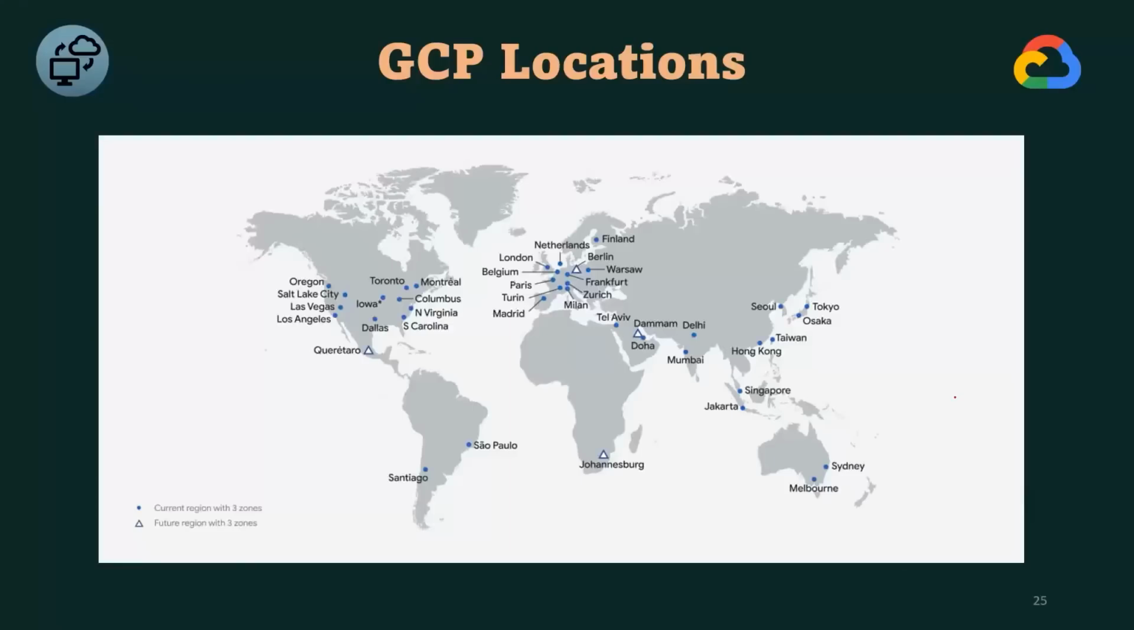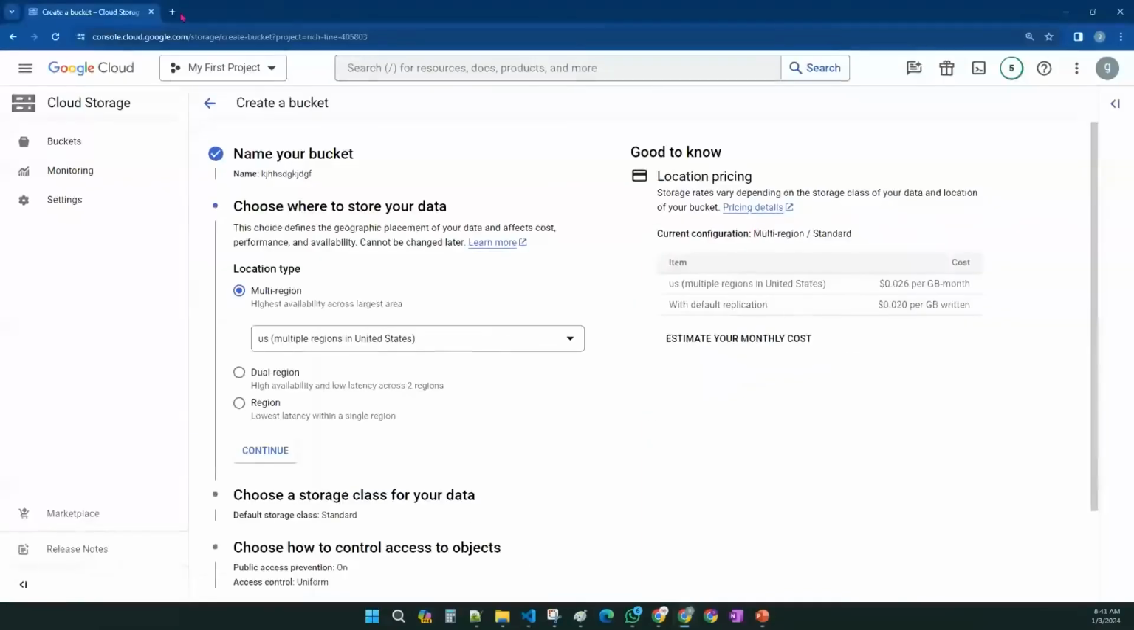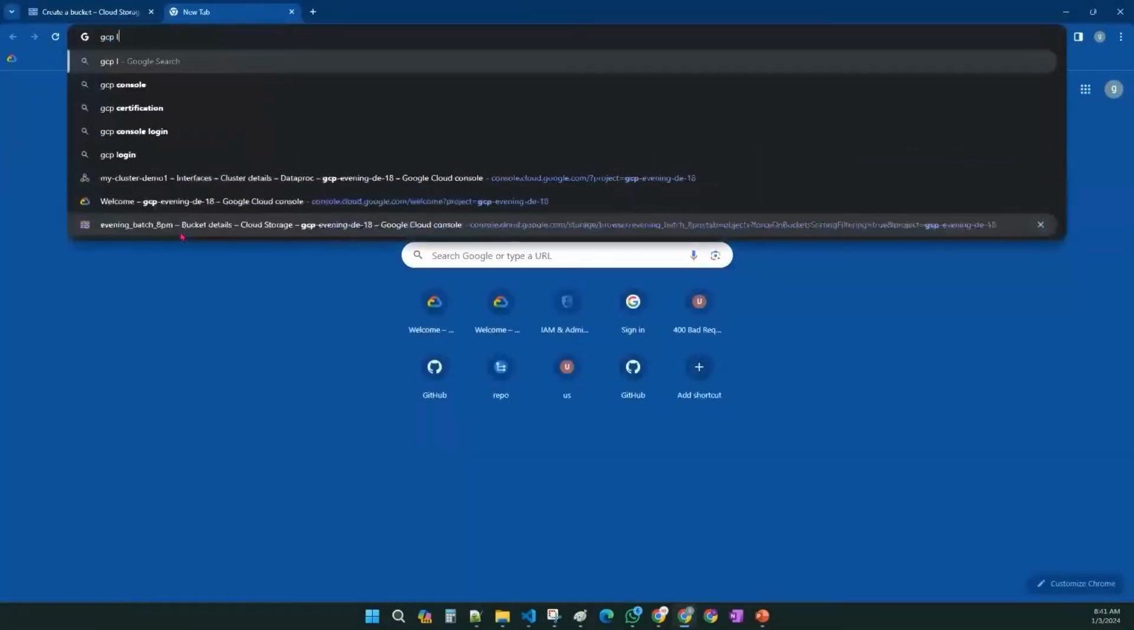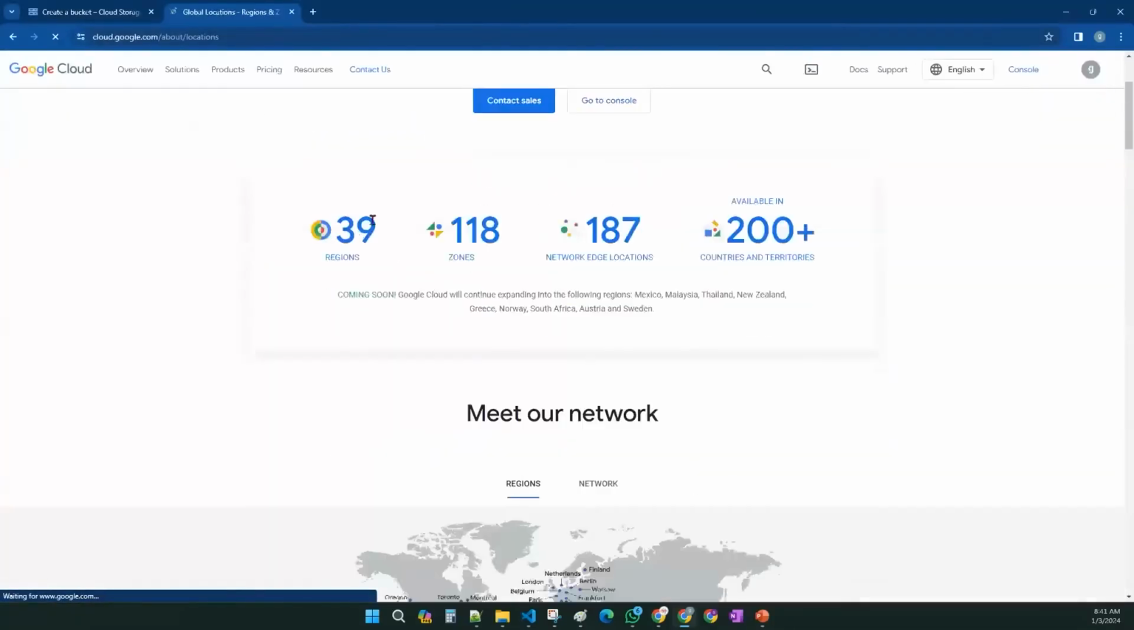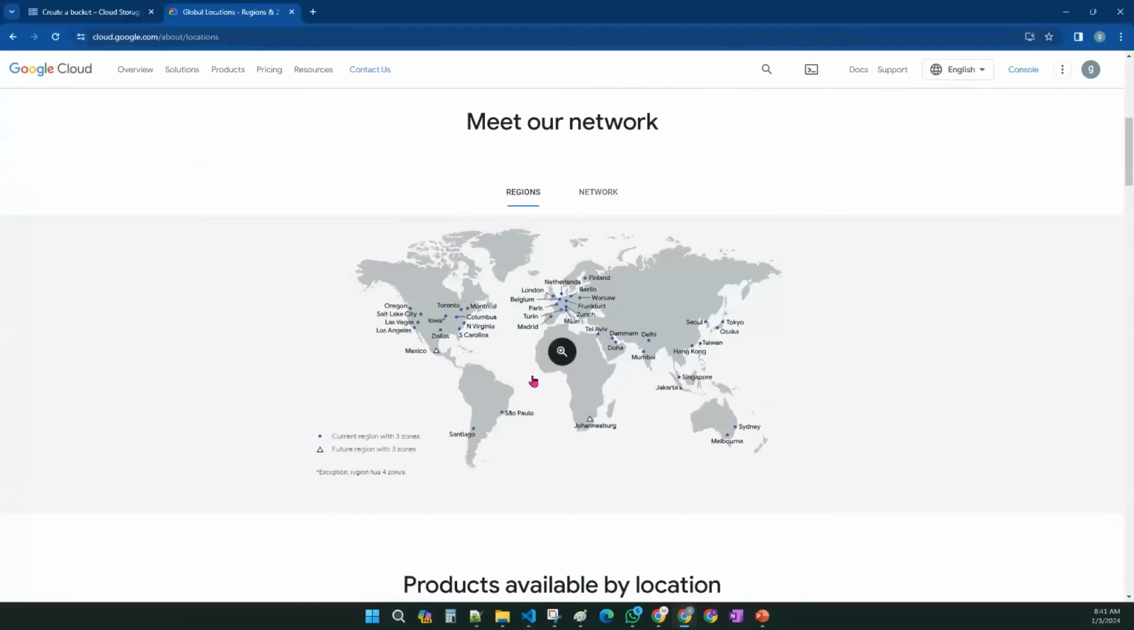Yes. In Delhi also there will be zones. You can go and look at the Google documentation, GCP locations, regions and zones. You have 39 here. Last time when I checked it was 37. It is 39 now. I wanted to update this picture also, and you can see they keep on increasing it.